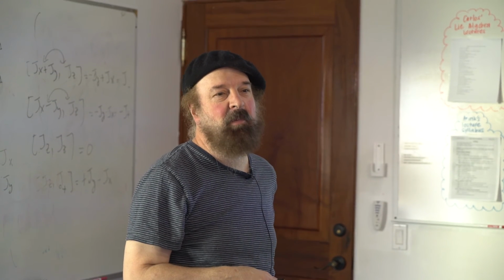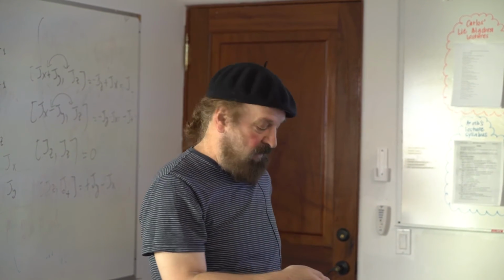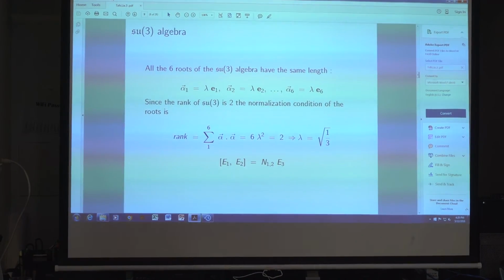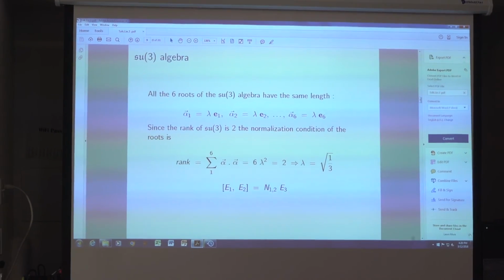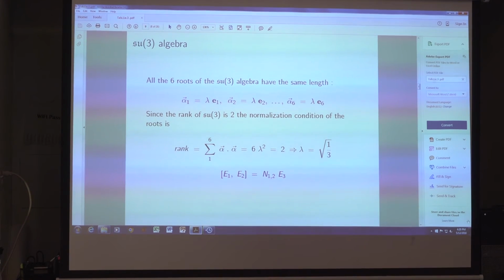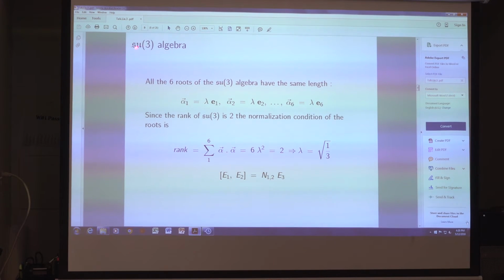So, let's look at the SU3 algebra. The SU3 algebra has 8 generators. But remember, the rank is, Fang, now the SU3 has rank? 2. Good, exactly. The rank of the algebra is 2.